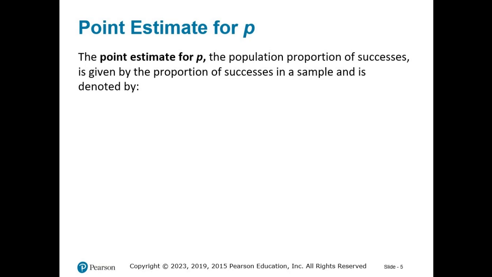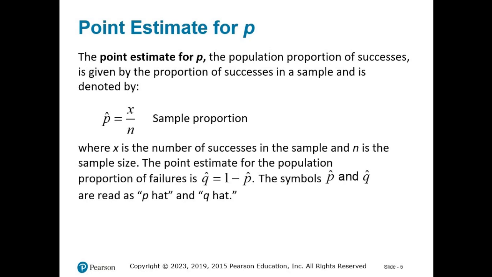The point estimate for this one is called p hat, and it looks like this. A lowercase p with a little caret on top like a hat, hence the name, p hat. Very original, I know, just like x bar. Okay, so this is the population proportion of successes given by the proportion of successes in a sample, and is denoted by p hat equals x, or number of successes, over n, or sample size. This gives us the sample proportion. A proportion means the number of times you see it out of the total number of trials, so this formula makes sense. Then we use the complement rule to find the point estimate for the population proportion of failure, which is called q hat, which is 1 minus p hat.